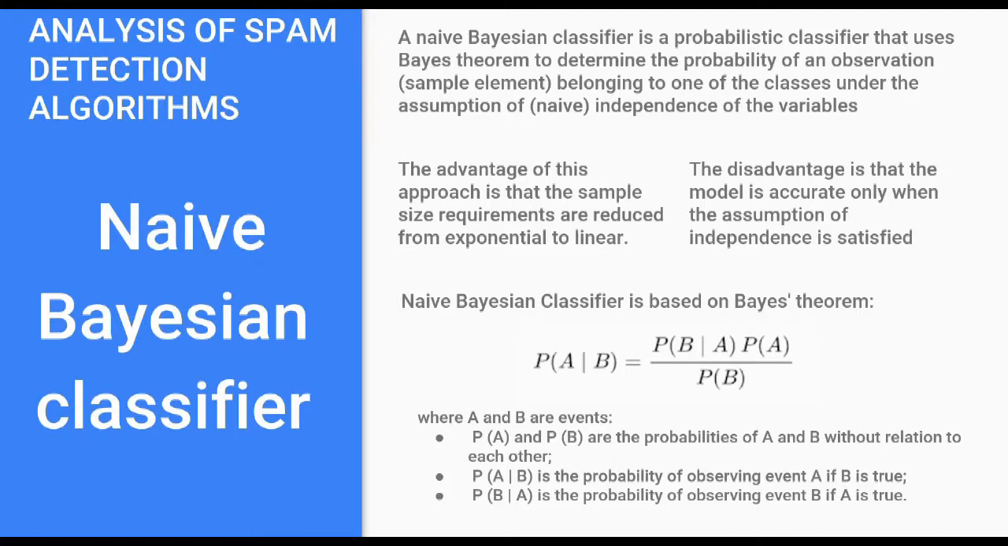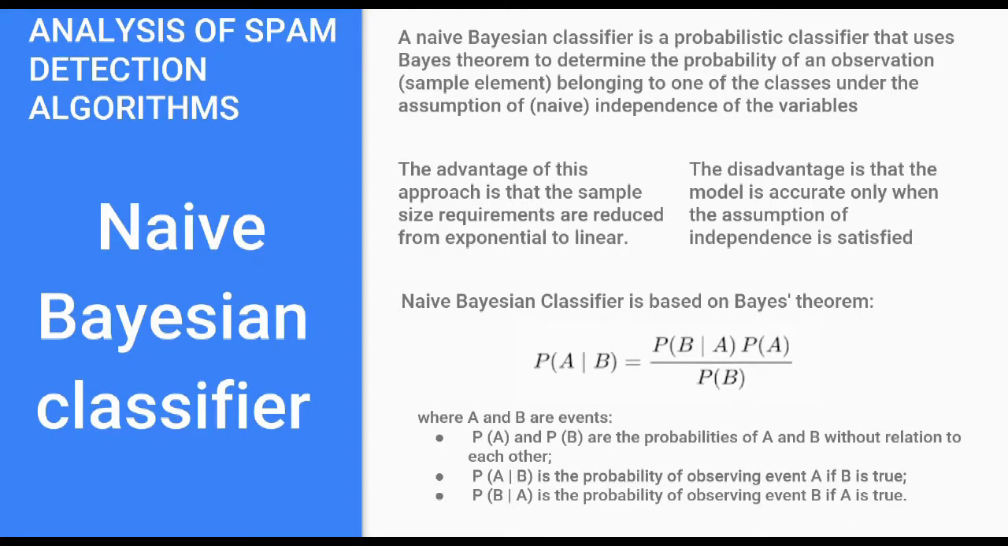The first one is the naive Bayes classifier. It's a probabilistic classifier that is based on the Bayes theorem. On the one hand, this algorithm works even on the small size of the samples, but on the other hand, works only when the assumption of the independence of the input items is satisfied.